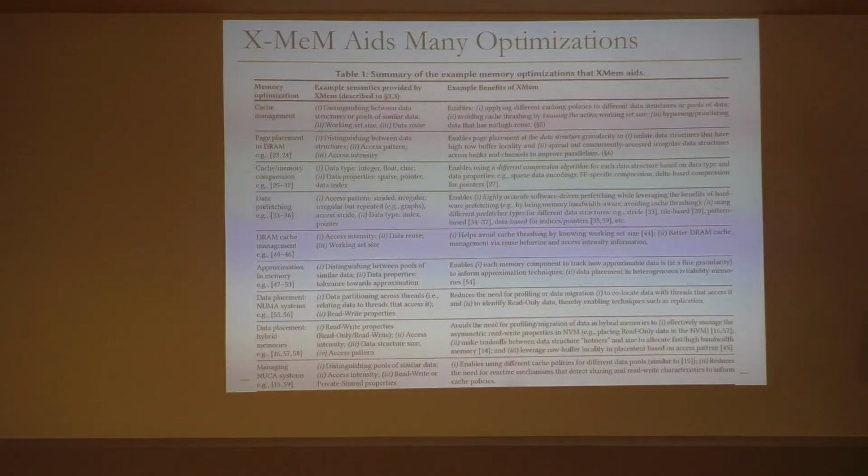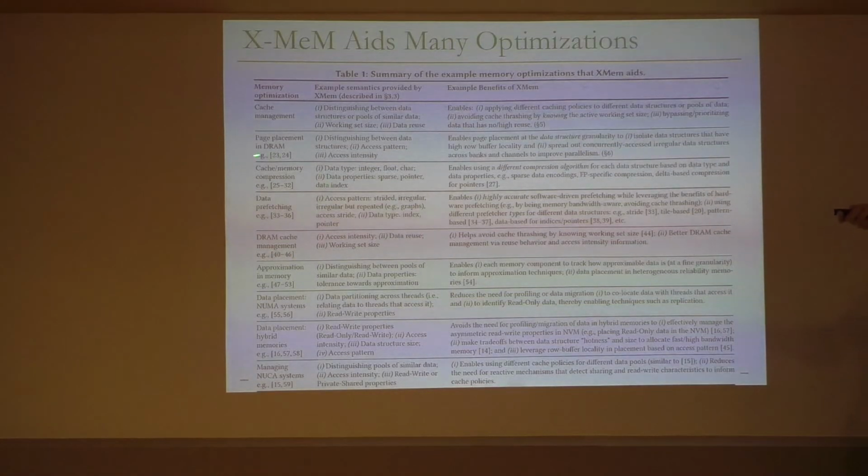This is one table. And basically we show examples of semantics that can be communicated through this expressive interface, from the software and the programmer all the way down to the hardware. And you can improve cache management, page placement, more compression. I like compression a lot. Data prefetching, other stuff, approximation. Now we were clearly thinking a lot about the memory system, but you can add more to it, I believe.